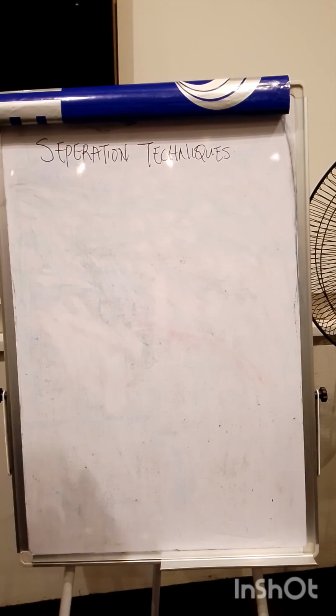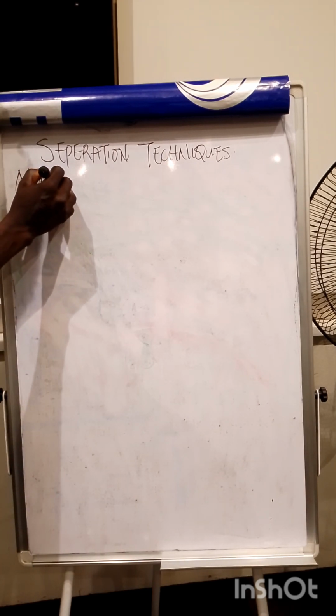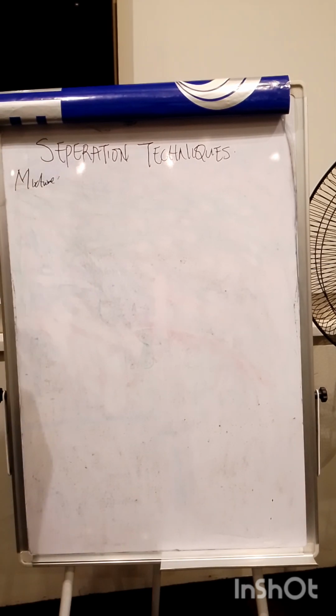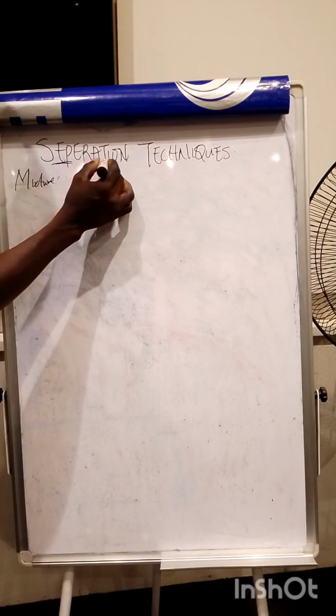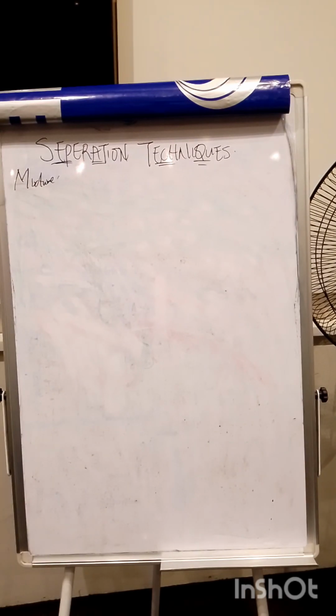And the very first thing we need to understand is our mixture. And what is a mixture? A mixture contains two or more constituents that can be separated by physical methods. So the physical method that we use in separating a mixture is what is called your separation techniques. Are you with me? Your separation techniques.